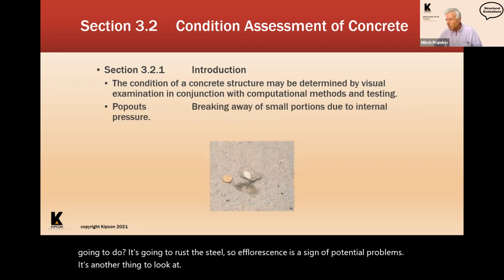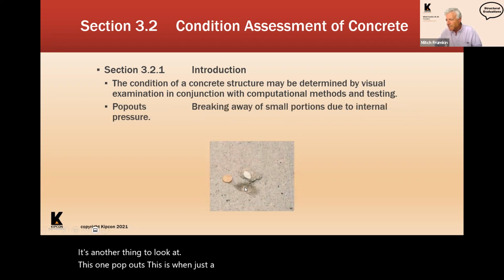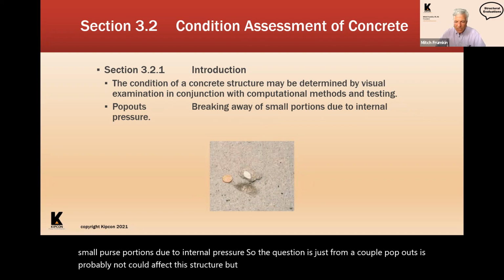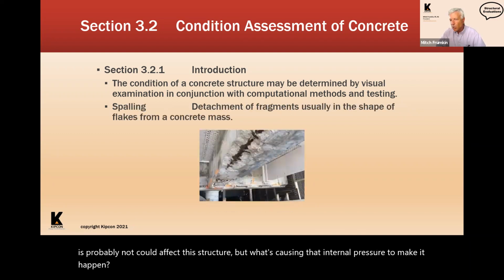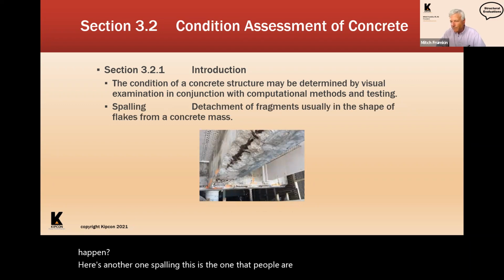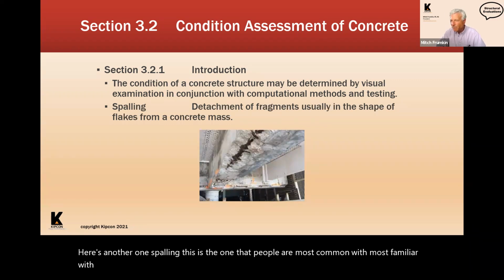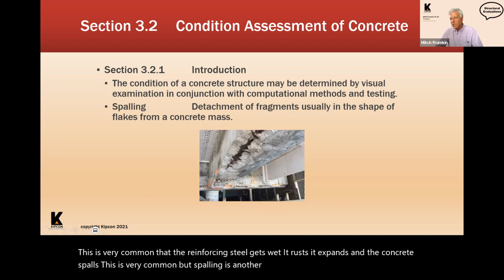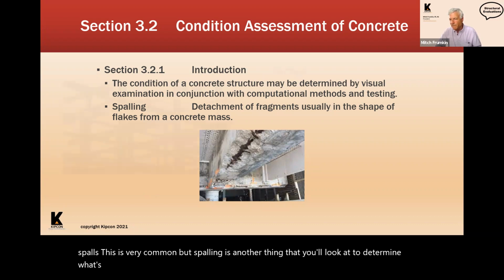This one, pop-outs. This is when just a little section of the concrete pops out, breaking away of small portions due to internal pressure. Just from a couple of pop-outs, it's probably not going to affect the structure, but what's causing that internal pressure to make it happen? Here's another one, spalling. This is the one that people are most familiar with. Detachment of fragments in the shape of flakes from a concrete mass. This is very common, that the reinforcing steel gets wet, it rusts, it expands, and the concrete spalls. But spalling is another thing that you look at to determine what's causing it and how does it affect the structure.